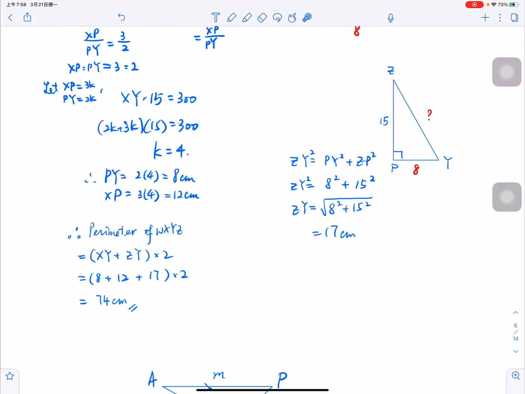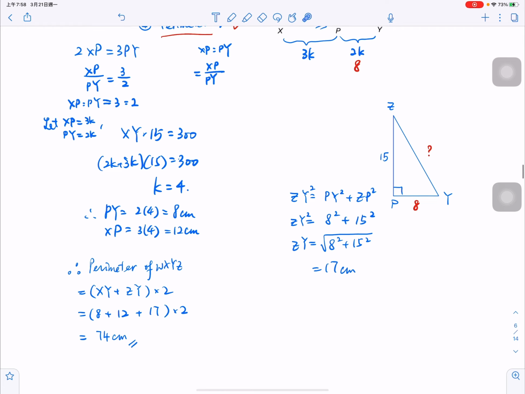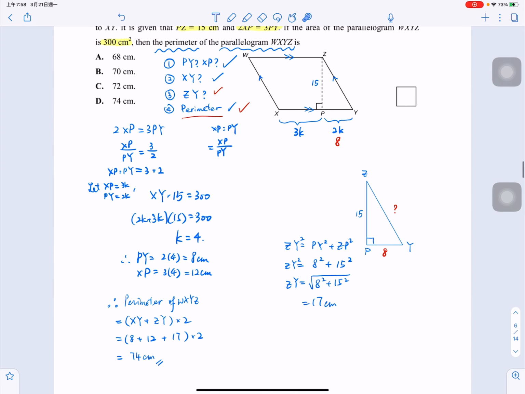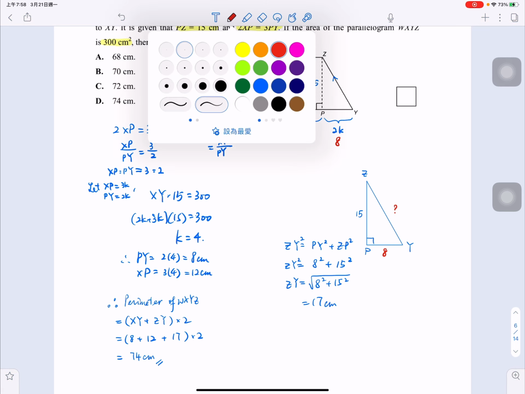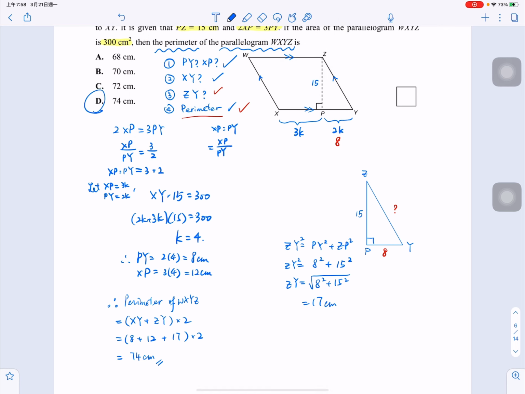perimeter of WXYZ, okay, is XY plus ZY and then times 2. So 8 plus 12 plus 17 altogether times 2. So the final answer is 74. So the answer is D.